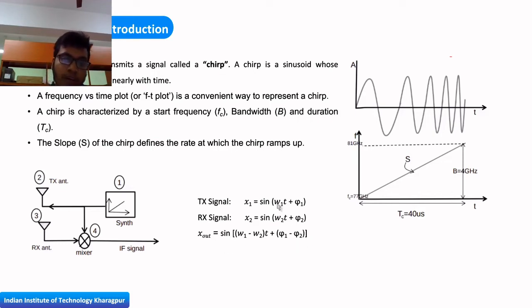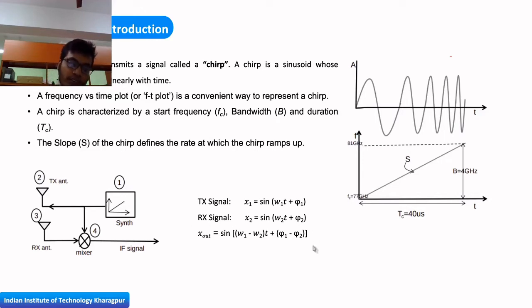Here you can see that this omega 1 or omega 2 frequency lies within the range of 77 to 81 gigahertz, so that's a very high frequency. But the IF signal is basically the difference between these two, so that makes it a low frequency signal, not very high like 77 gigahertz. It also has a certain phase difference based on the transmitted chirp and the received chirp, phi 1 minus phi 2.